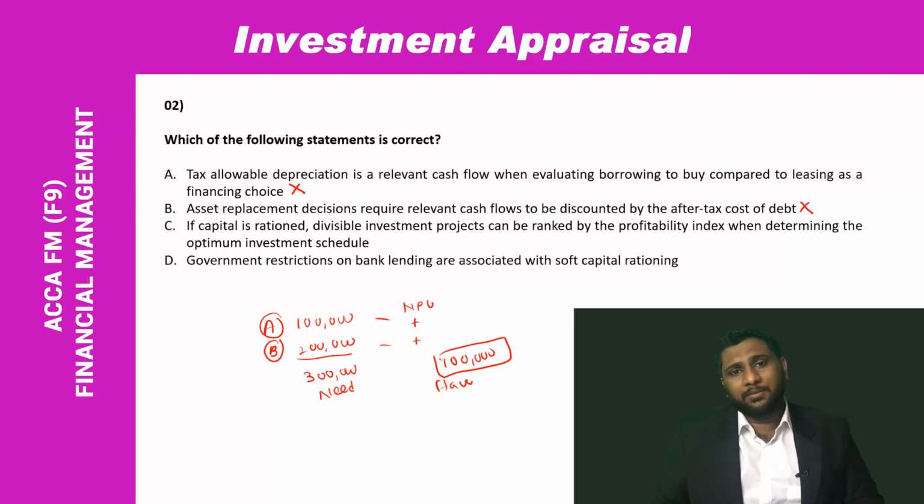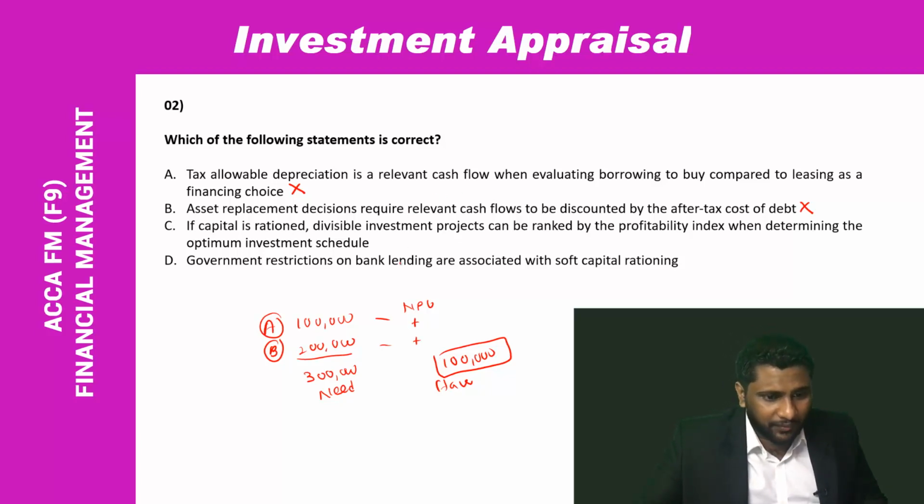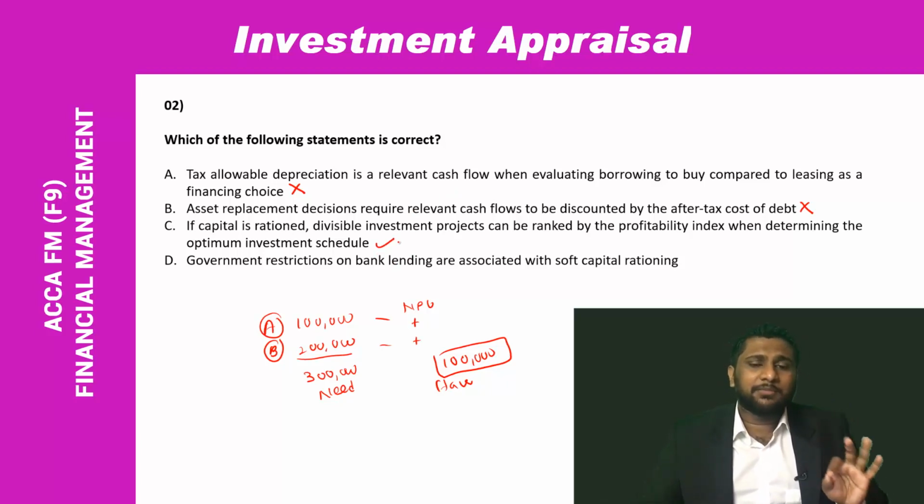If a project is divisible, to understand what the best project is, you have to proceed with the profitability index. If the project is non-divisible, you have to go for a trial and error technique. So this statement seems to be correct: if the capital is limited or rationed and the projects are divisible, you can go with the profitability index. If it is indivisible, trial and error technique.